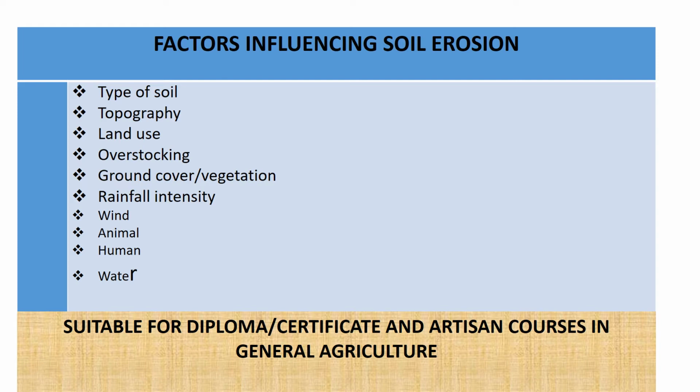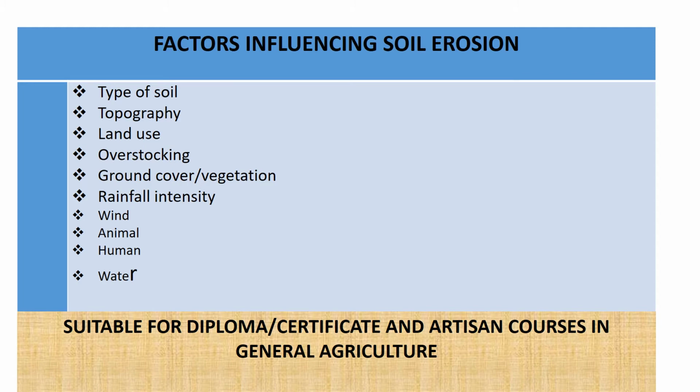Another factor is the ground cover or vegetation. Soil erosion is prone to the ground where there is no ground cover or vegetation. Another factor is the rainfall intensity. When we talk of rainfall intensity, it's how heavily rainfall pours on the ground. When the rainfall intensity is high, soil erosion is high. Similarly, rainfall intensity is directly proportional to the rate of soil erosion.